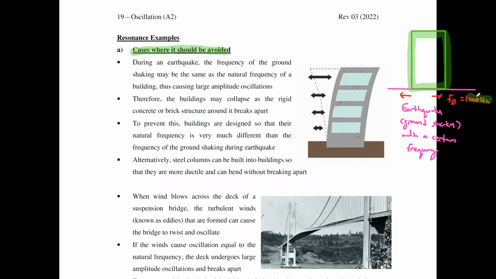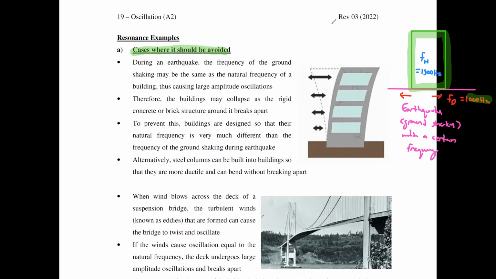But the building has its own natural frequency. Say, for example, our natural frequency is 1500 hertz. So if our earthquake was causing a driving frequency of 1000 hertz, but our natural frequency is 1500 hertz, our building will still shake. That one is still okay.